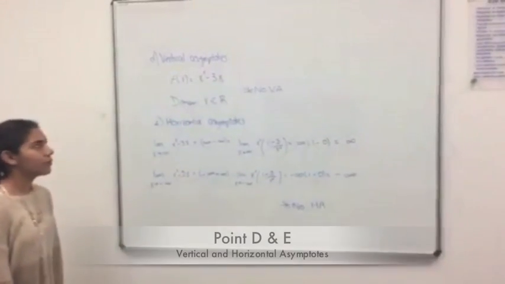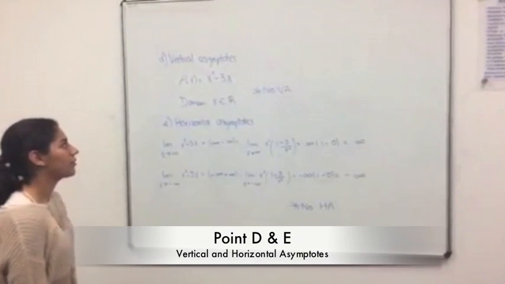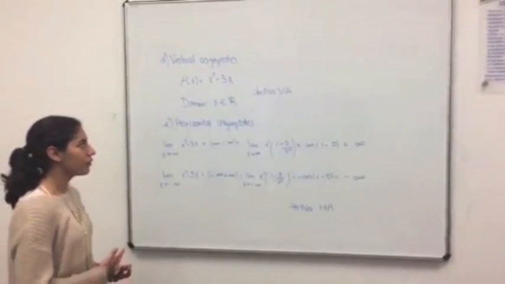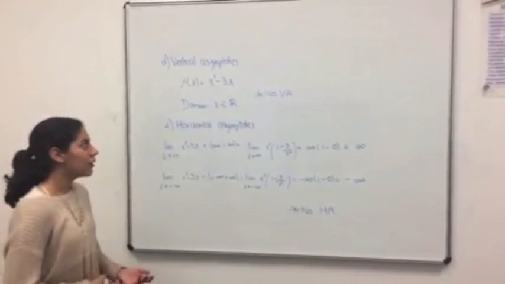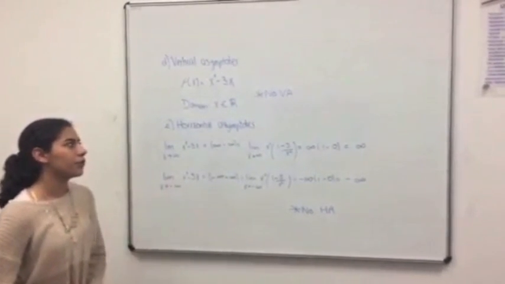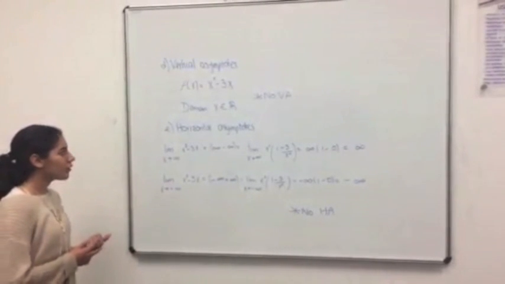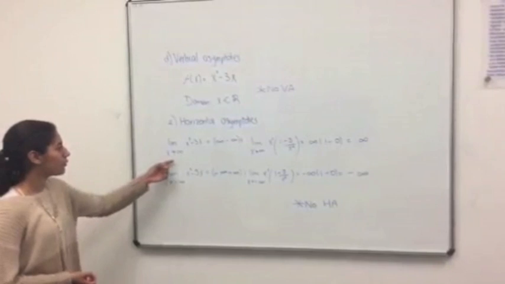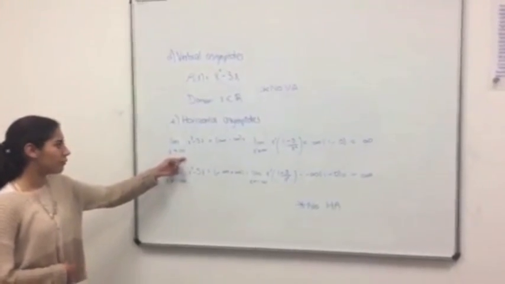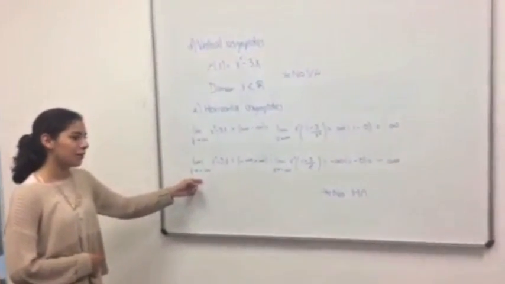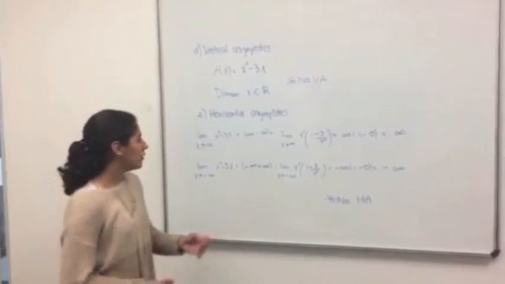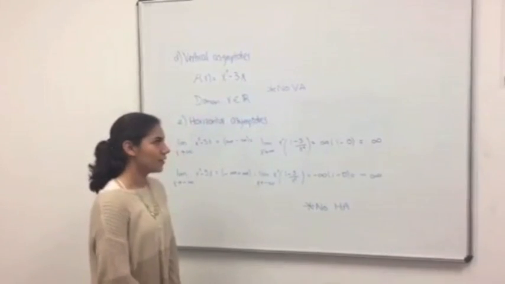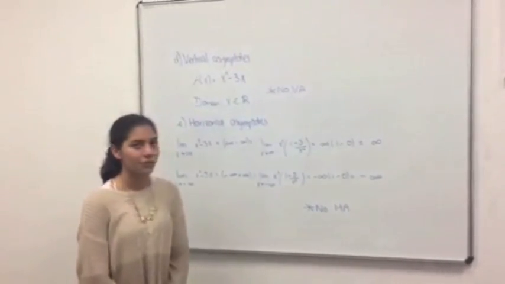For point D, we have to calculate the vertical asymptotes. Because the domain of our function is x belongs to all real numbers, we have no restrictions, so we have no vertical asymptotes. Point E is calculating the horizontal asymptotes. We calculate them with limits, the limit as x goes to infinity and as x goes to minus infinity, and it has no limit, so it has no horizontal asymptotes.